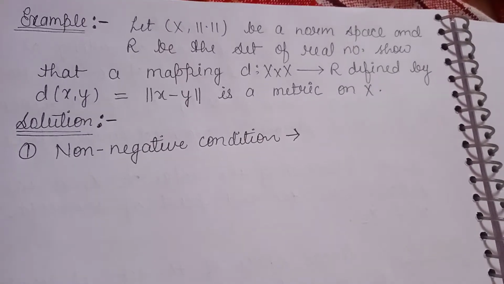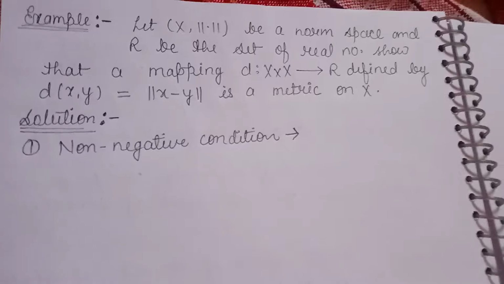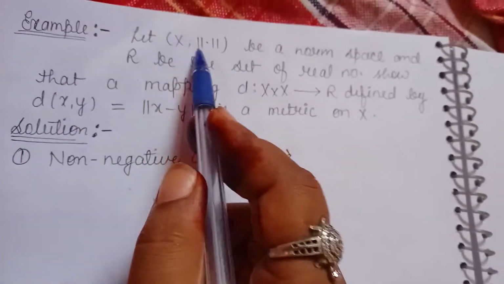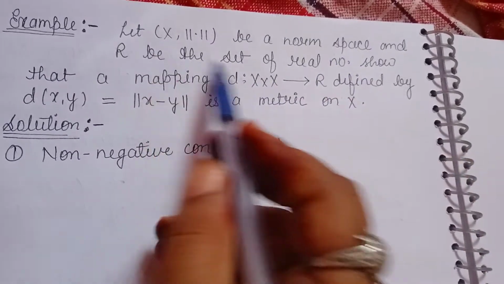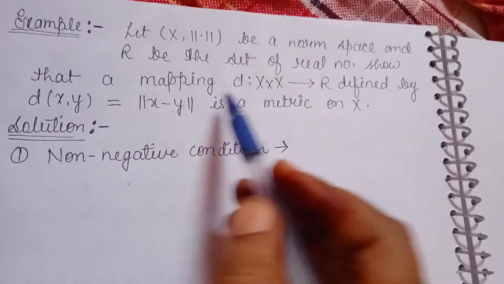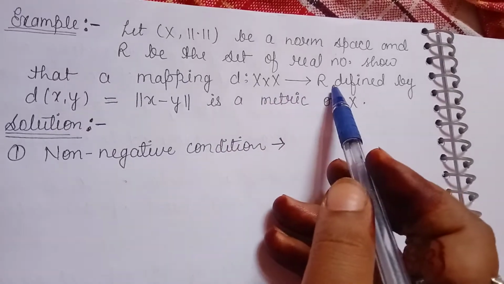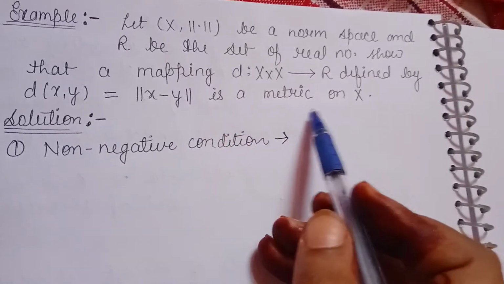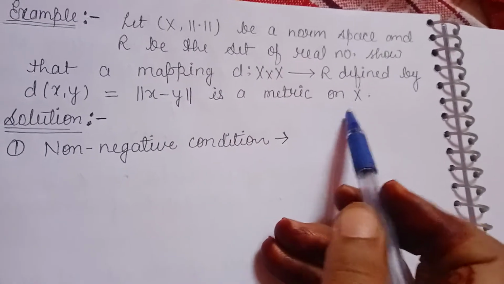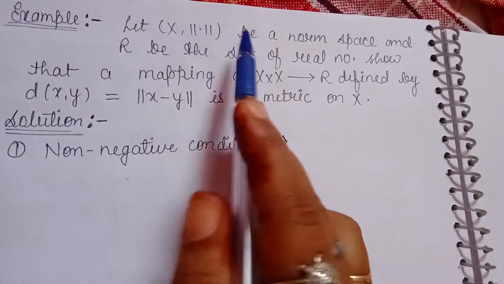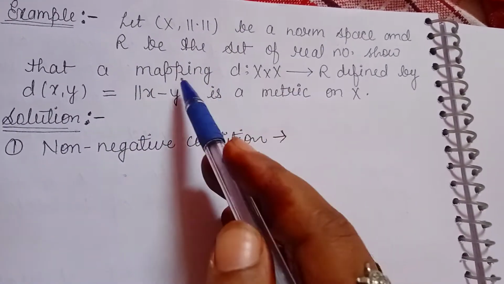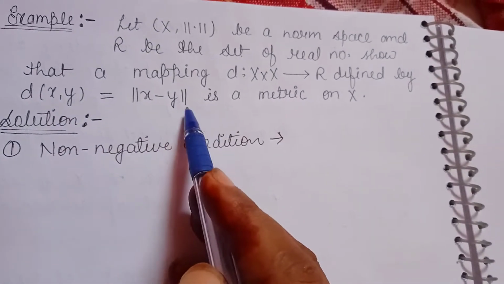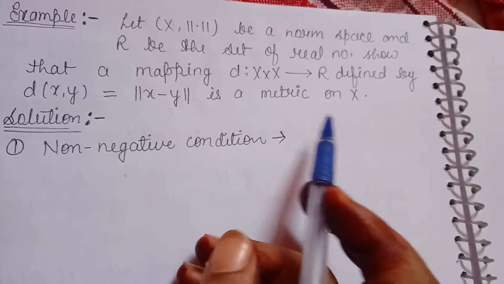I have come back to my YouTube channel with a new example of norm space. Here, let (X, norm) be a norm space and R be the set of real numbers, so that a mapping d: X × X → R defined by d(x,y) = norm of x minus y is a metric on X. Here we show that (X, norm) is a norm space, and we define a metric d(x,y) = norm of x minus y, which is also a metric on X.